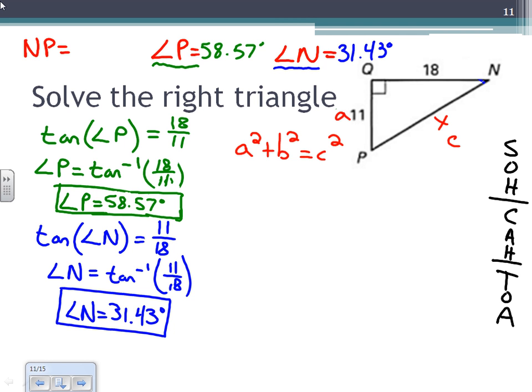This is A, this is B. Does it matter which one's A and B? No. It has to be the legs, so it does kind of matter, but it doesn't matter which one's which. Alright? So let's plug them in. This is 11 squared plus 18 squared equals X squared. Go ahead and use the calculator.